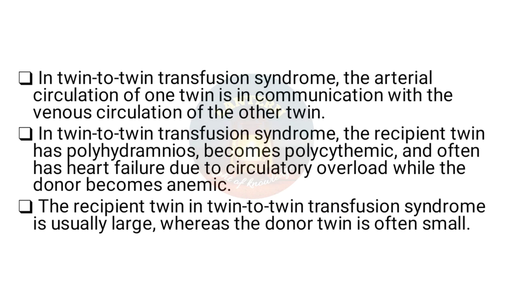In twin-to-twin transfusion syndrome, the arterial circulation of one twin is in communication with the venous circulation of the other. The recipient twin has polyhydramnios, becomes polycythemic, and often has heart failure due to circulatory overload, while the donor becomes anemic. The recipient twin is usually large, whereas the donor twin is often small.